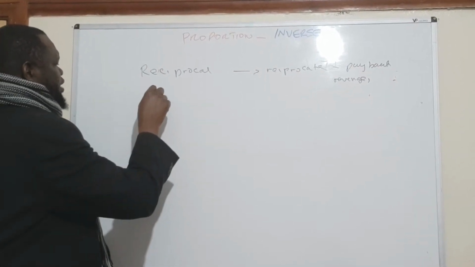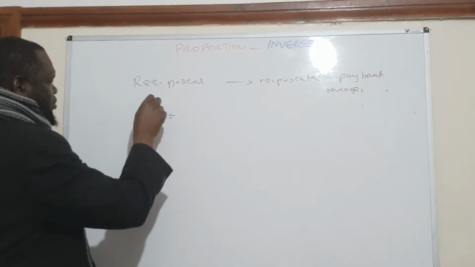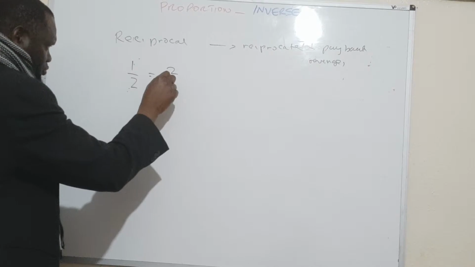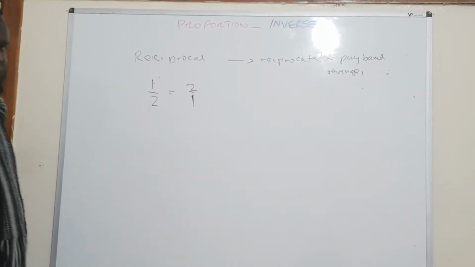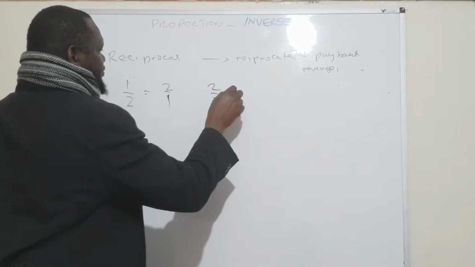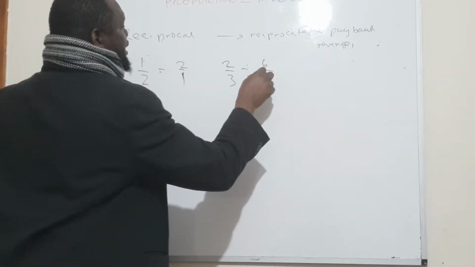So if you have 1/2, the inverse will be what is down goes up, what is up comes down, 2/1. That's what we do when we divide fractions. When we say 2/3 divided by 6/18.